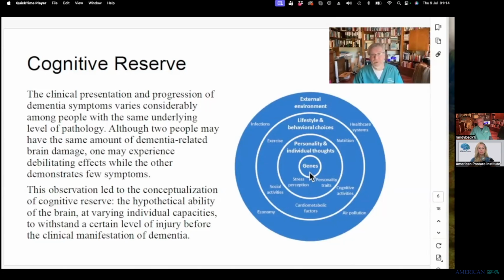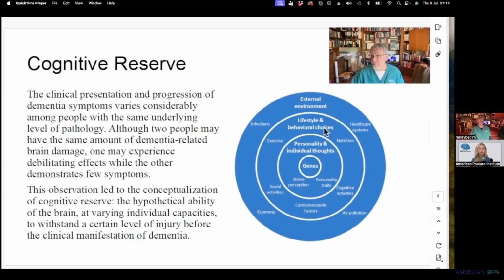So that someone with a larger cognitive reserve could go longer than someone with a lesser cognitive reserve at the same amount of damage being caused by the dementia process. And these are the main things that will influence that. So external environment, so things like if you've had infections, do you have a good healthcare system that is taking care of you, basically throughout your life? Air pollution, the economics in which you have grown up.